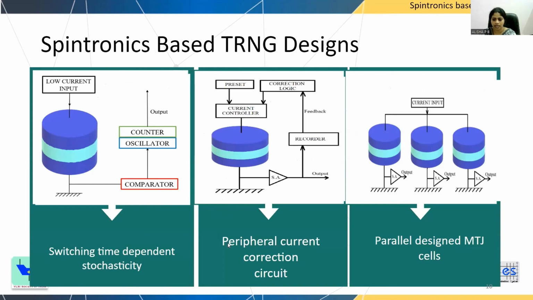Next is the peripheral current correction circuit. Here there is a current feedback path. So depending upon the correction logic and current controller, we can modify the MTJ's current and obtain better randomness. Next is parallel design of MTJ cells. With the parallel arranged design of MTJs, we can improve the stochasticity of the MTJ switching.